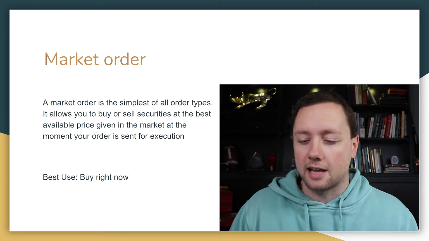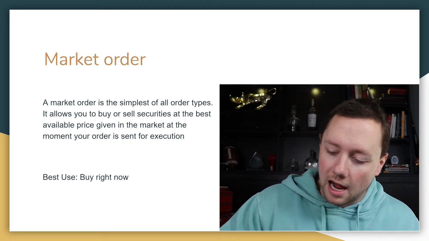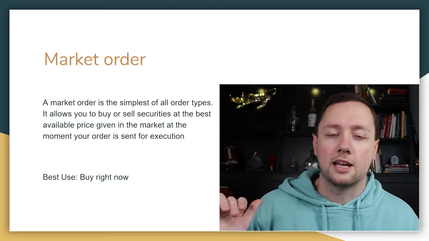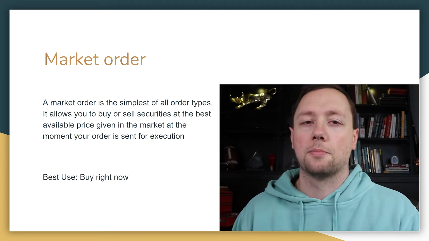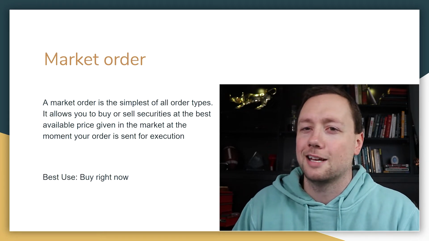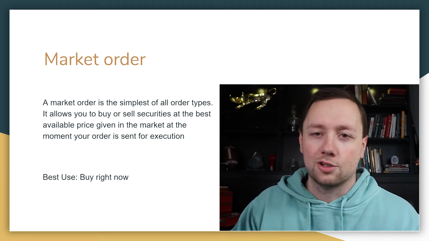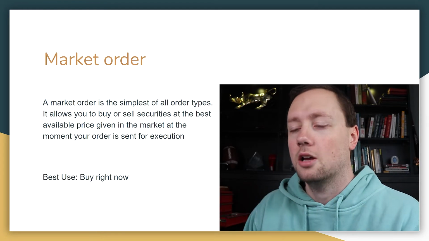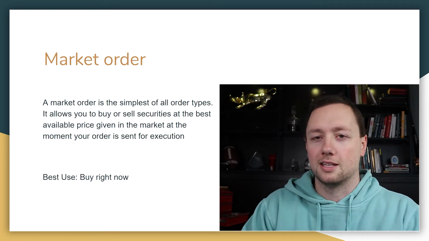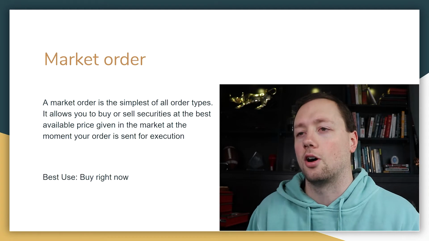It is the easiest to execute. It basically says, okay, buy one Apple, and it says, okay, get in and out as quickly as you can at the best price possible. You're basically going to get in at whatever the stock is trading at as soon as you hit that button. That is the idea behind a market order. It's probably the simplest to understand and the most commonly used.